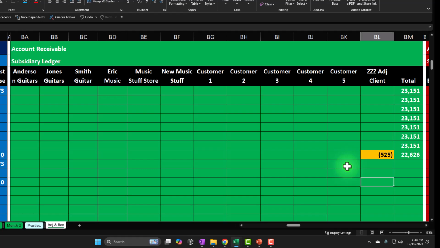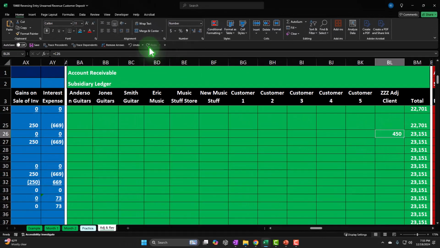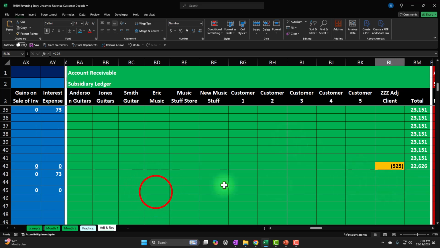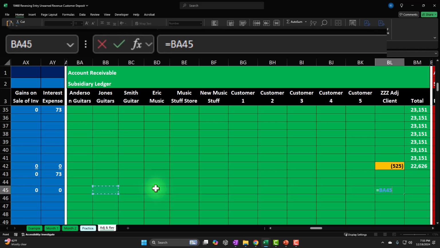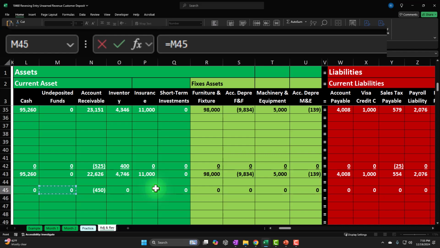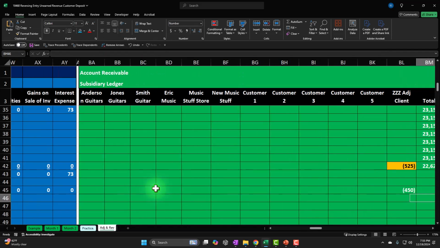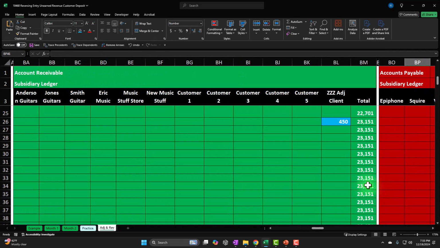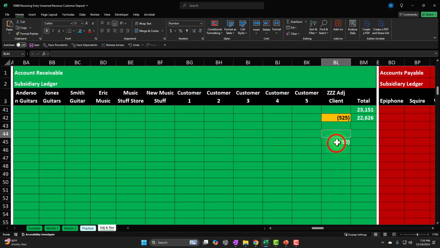But in any case, notice we put the 450 up here. So there it is, and we're going to reverse it now. And so this is going to be equal to the decrease, boom. So now this one and this one are going to tie out.